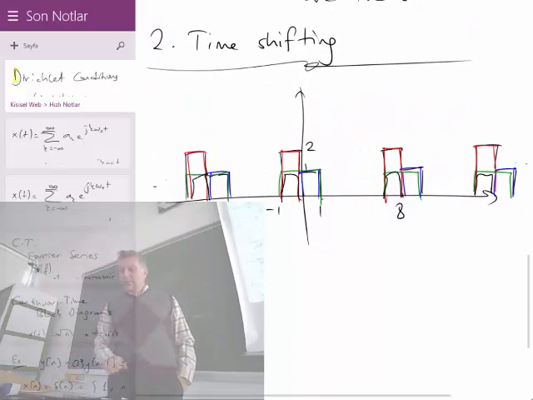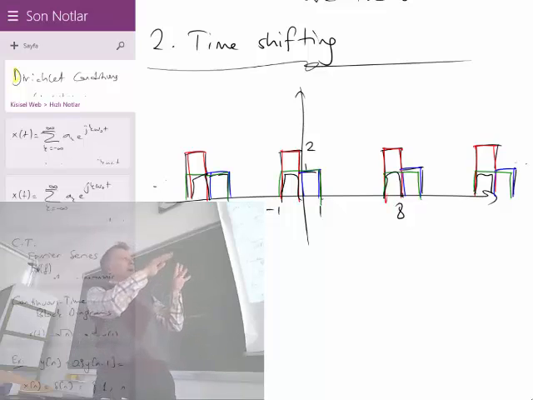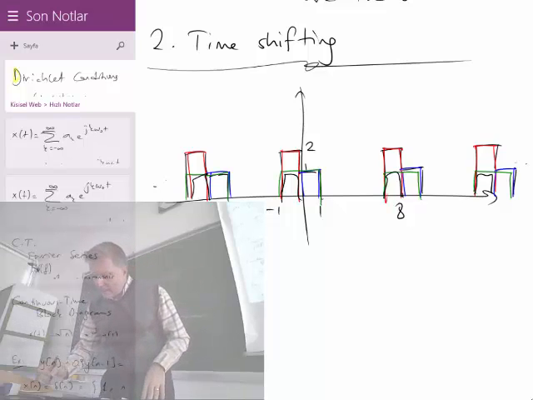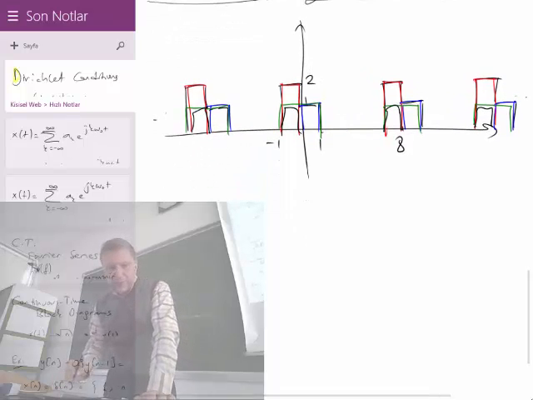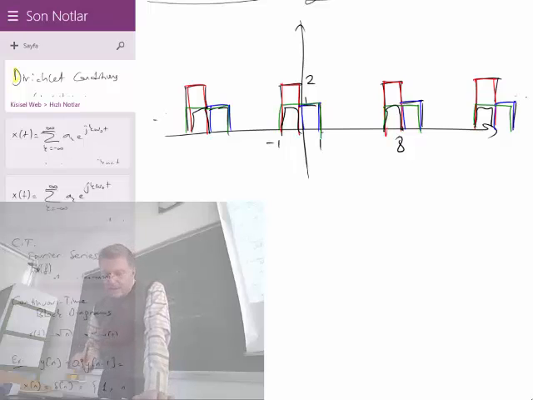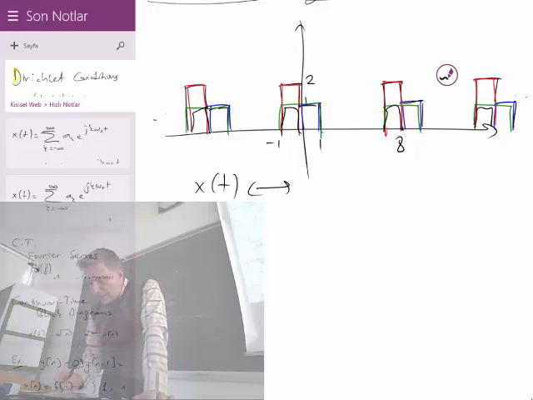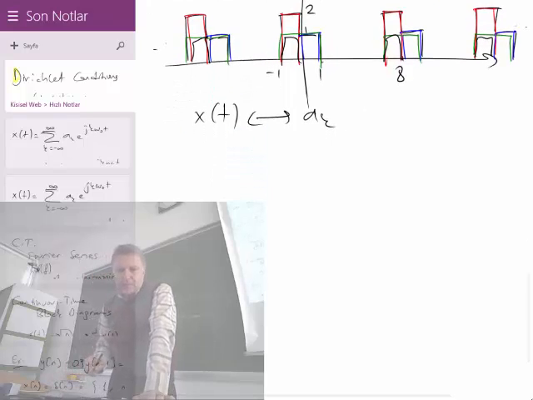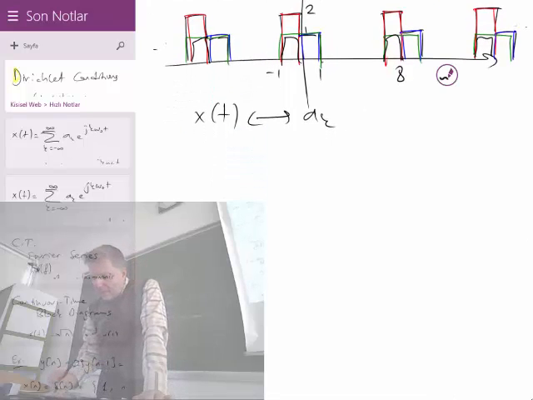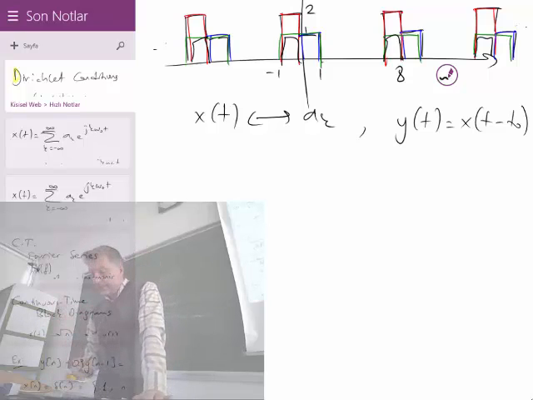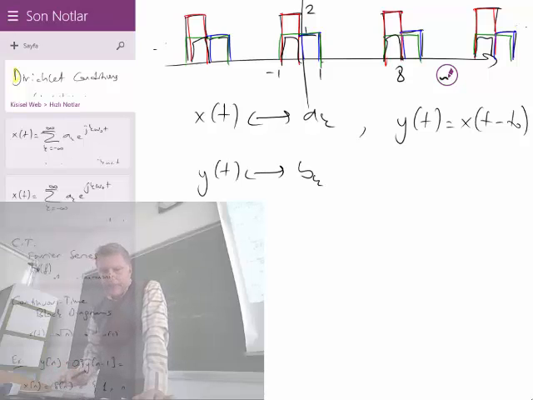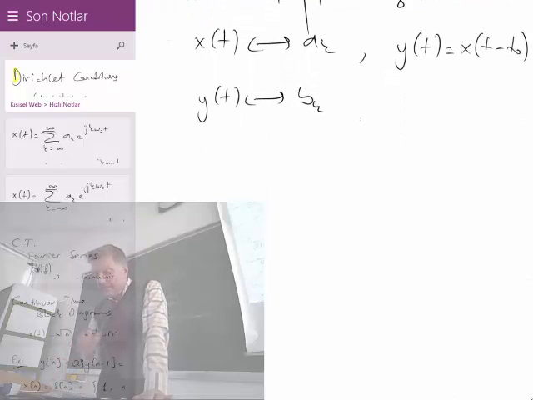But how are you going to find the Fourier series coefficients of these red, blue, and green and black portions? For that, you need to use the time shifting property. So if x of t has Fourier series coefficients a k, and we say y of t is equal to x of t minus t0, a shifted version of the signal, and y of t has Fourier series coefficients b k, what are the b k's? What are the Fourier series coefficients of the shifted version?